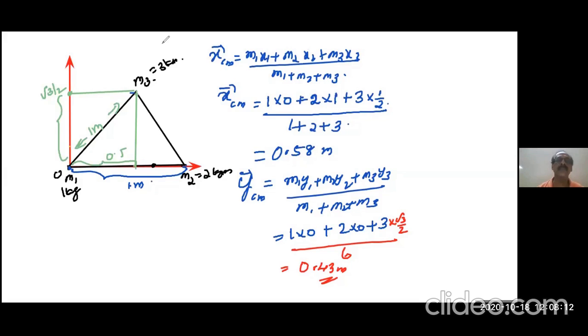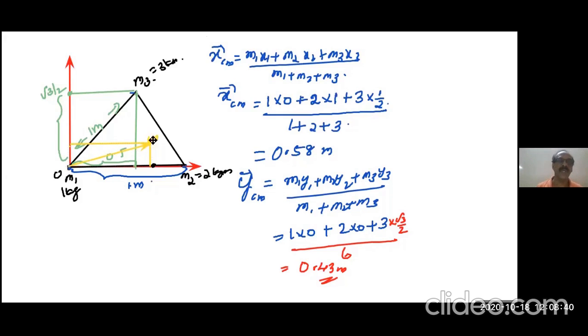Yes, sir. 0.43. Now along the x-axis, it will come around 0.58. See, the middle is 0.5, so somewhere here it will come. Y-axis 0.43. So somewhere here 0.43 will come. So the center of mass will come somewhere here for this system.